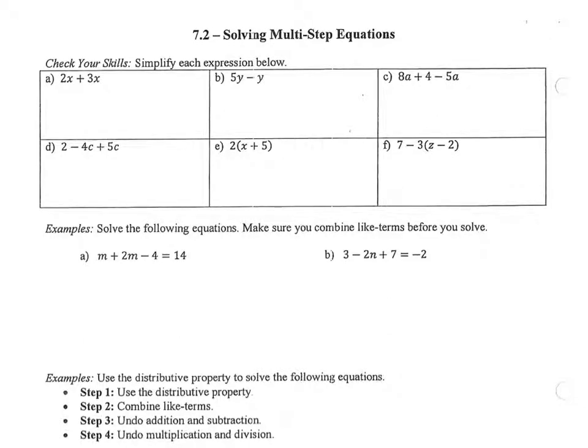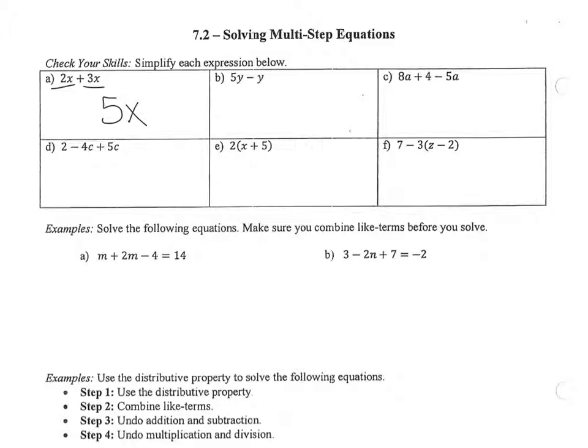Okay, this lesson is solving more than two-step equations. So you might need to simplify, distribute, combine like terms. So let's go back and review A through F and how to do these. So this is 2x's plus 3x's, which is 5x.